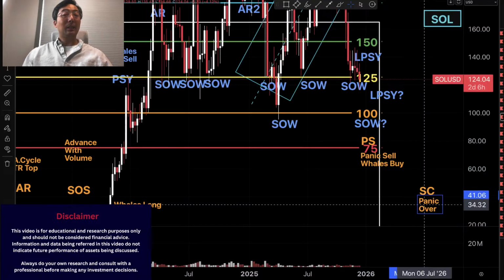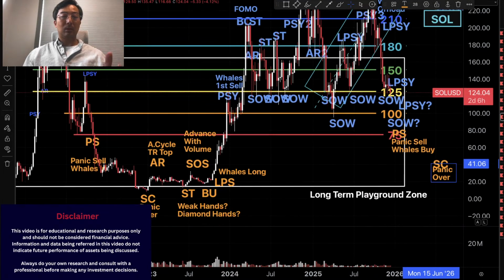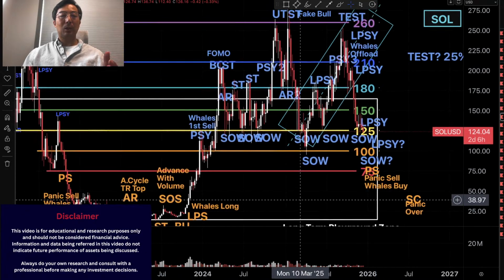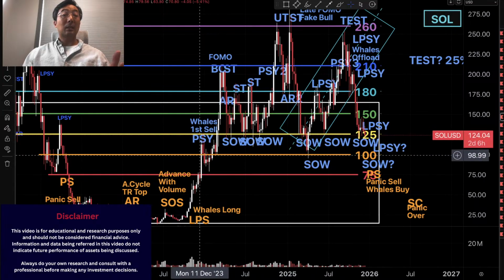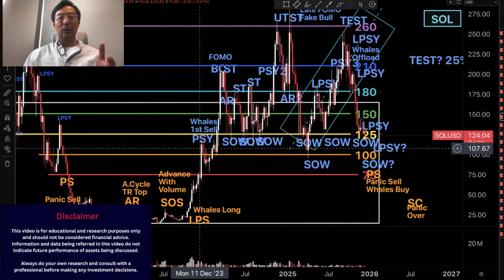I'm not going to repeat the possibility of it accumulating at a higher level because, looking at this chart compared to Hedera, Solana has basically got into the distribution cycle like a year earlier than Hedera.